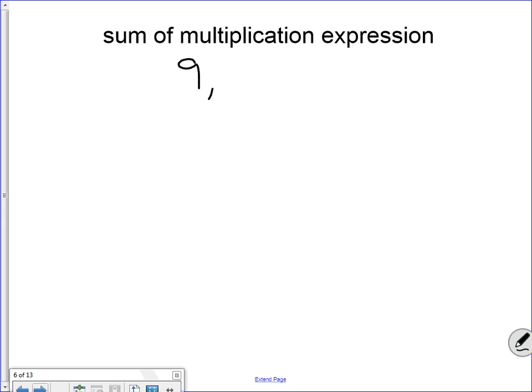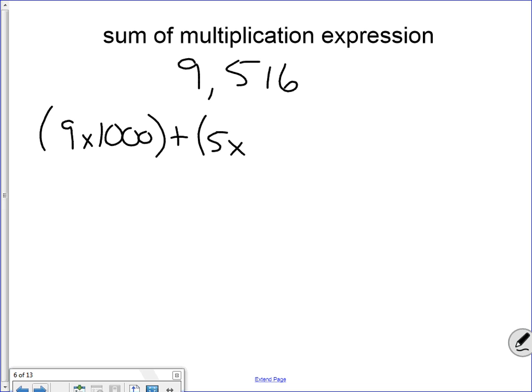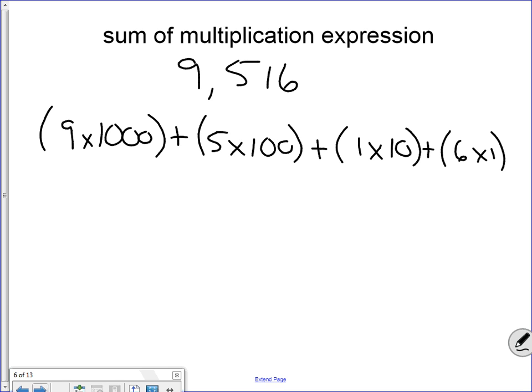We have 9,516. The next one is the sum of multiplication expressions. So in this situation, you're going to be going 9 times 1,000, because the 9 is in the 1,000s place, plus 5 times 100, plus 1 times 10, plus 6 times 1. Okay. Let's take a look at the next problem.